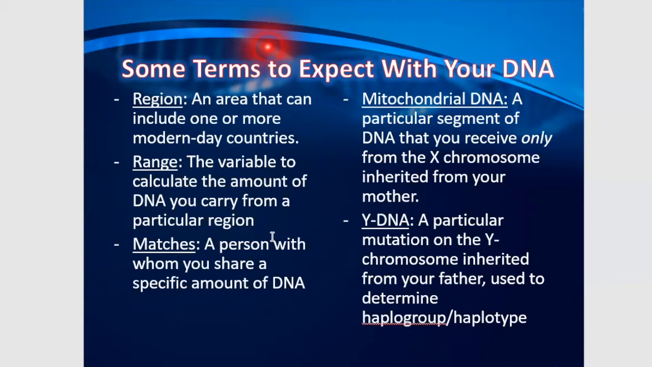So a region is pretty self-explanatory. It's an area that can include one or more modern day countries. Regions are not bounded specifically by country borders. Ranges are the variable to calculate the amount of DNA that you carry from a particular region. Matches, again, are fairly explanatory. A person with whom you share a specific amount of DNA. Mitochondrial DNA is a particular segment of DNA that you receive only from the X chromosome that you inherit from your mother. Y DNA is a particular mutation on the Y chromosome inherited from your father, which is used to determine your haplogroup or haplotype.